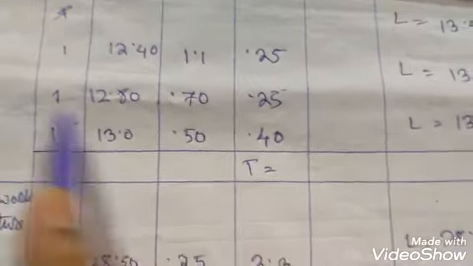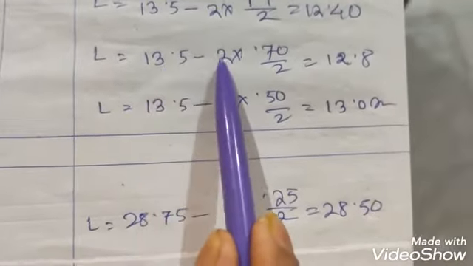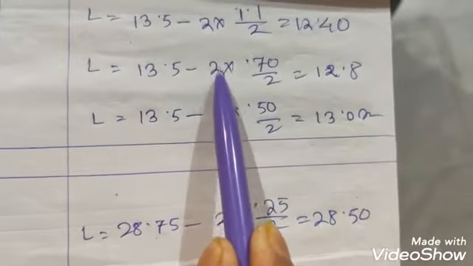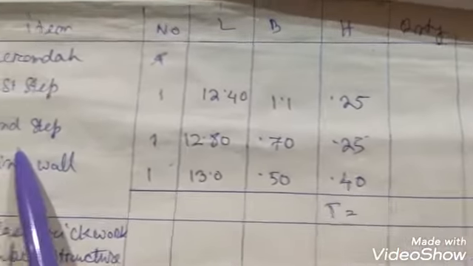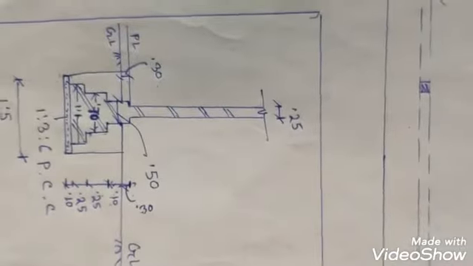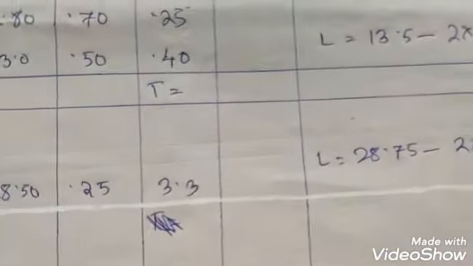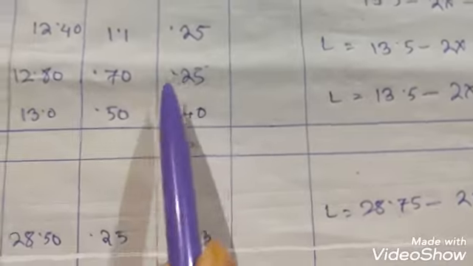So let us come to the second step. Again, center to center length of the veranda walls is 13.5 minus number of junction for the veranda, which is also 2, into 0.7 by 2. 0.7 is the breadth of second step. Let us see in the drawing if you have any confusion. Breadth of the second step is 0.7. So 0.7 by 2, this is the length, this is the breadth, and this is the height.